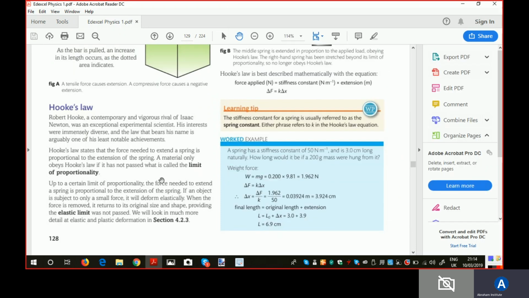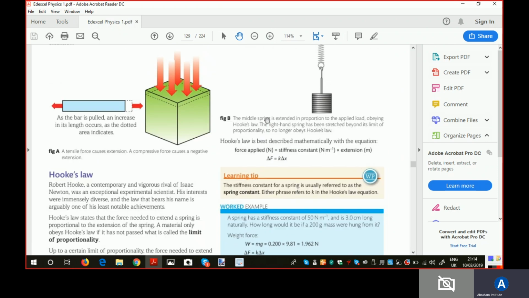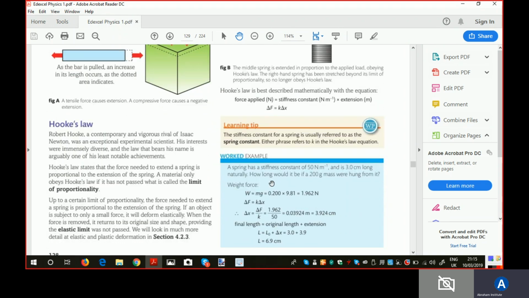Okay, so you have to understand what the limit of proportionality is, what the elastic limit is. You have to know this equation. Now this X can be compression or extension. If it's compression, then this will be the compressive force. If it's extension, then F will be a tensile force.